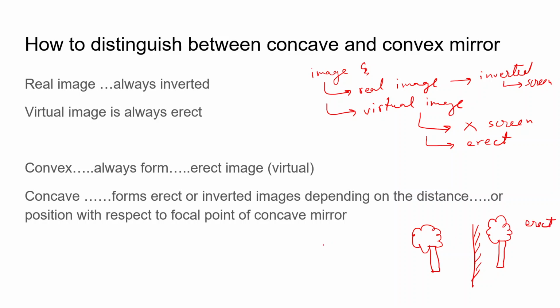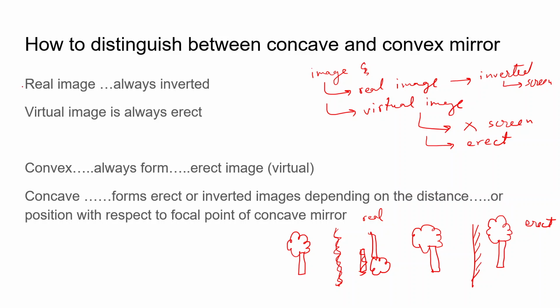If for some type of mirror, which we may not know right now, the object is like this, but the image comes out like this, then it is a real image, and it's always inverted, and we can also obtain it on a screen.